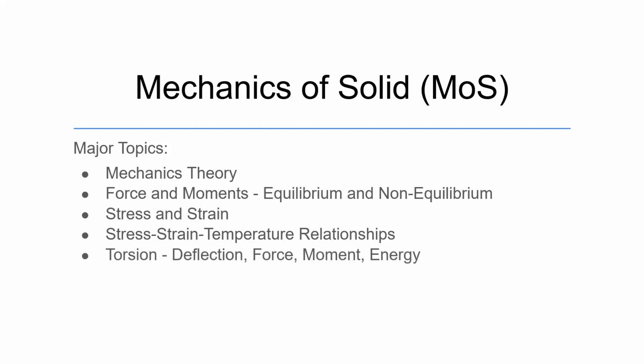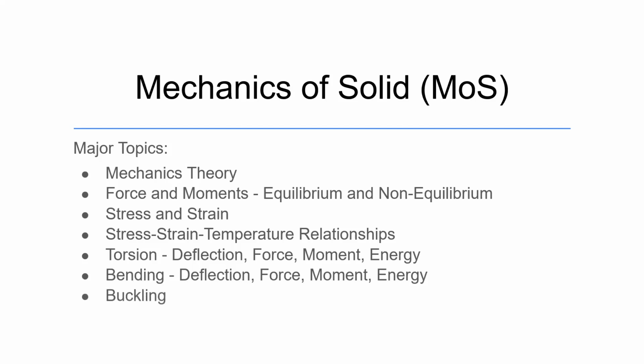Then you may study torsion, where we are going to provide torque to the shaft. So we'll understand the deflection, force, moment, and energy equation. Same with bending. Bending happens with the beam, and we can also understand buckling, which happens with the column. So that's all we have. So torsion, bending, and buckling happen with beams.